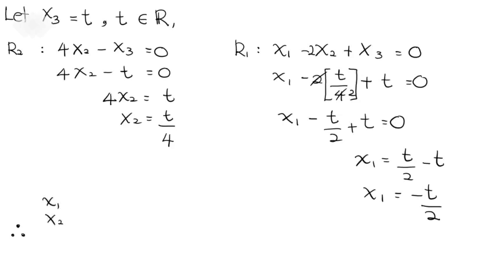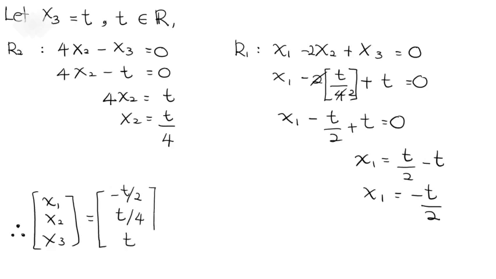So next we copy back x1, x2, x3 equals to x1 is negative t over 2, x2 is t over 4, and x3 is t, and then you can take out the t. Negative 1 over 2, 1 over 4, and then 1. So this is the eigenvector for lambda equals to 2. Okay, thank you.